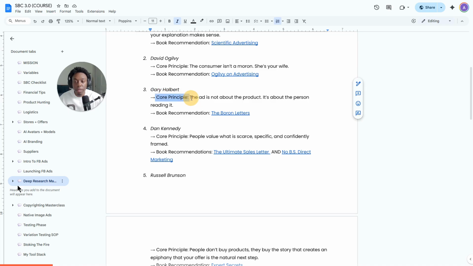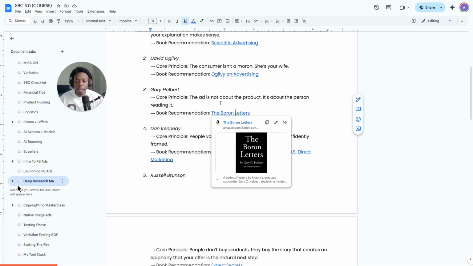Gary Halbert, the core principle that really resonated with me is that the ad is not about the product. It's about the person reading it. So creating relatable marketing, right? The Boron Letters is a great book to read for that.